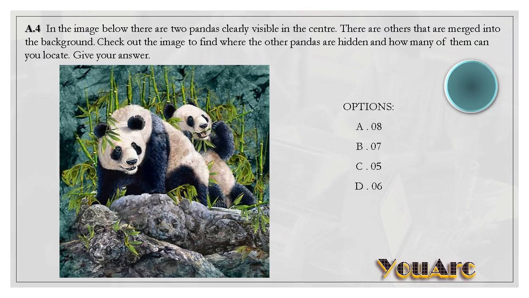In the image below, there are 2 pandas visible in the center and other pandas are merged into the background. So check out this image and find where the other pandas are hidden. So how many of them can you locate? Your time starts now.